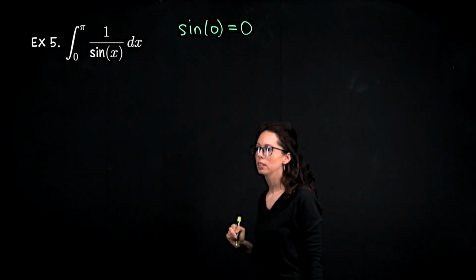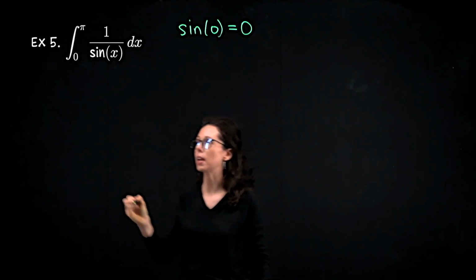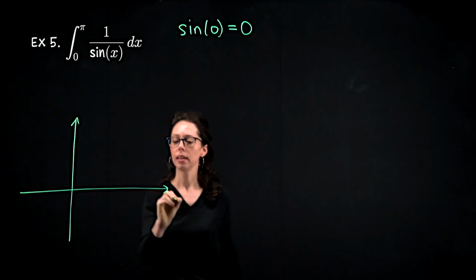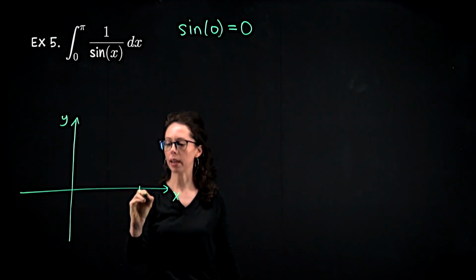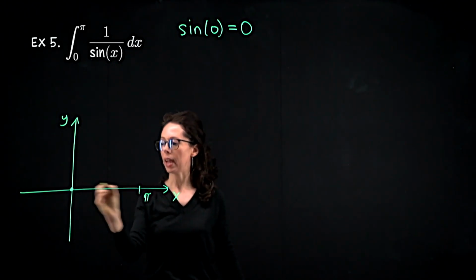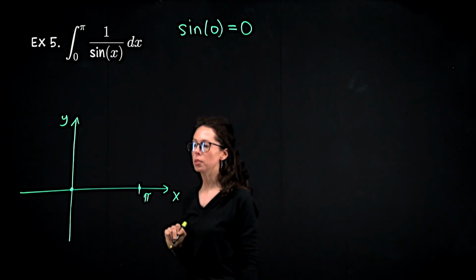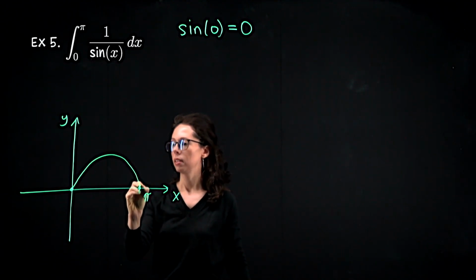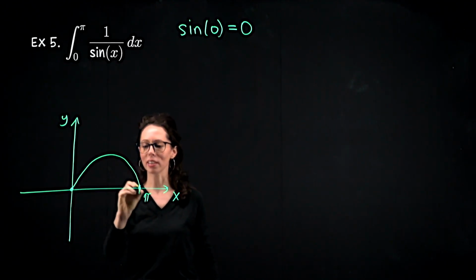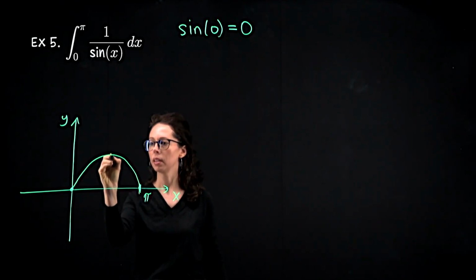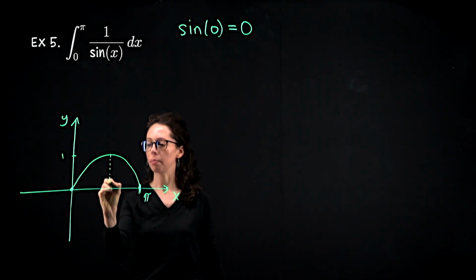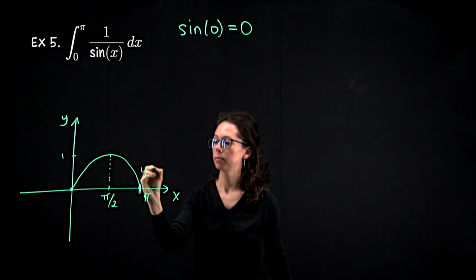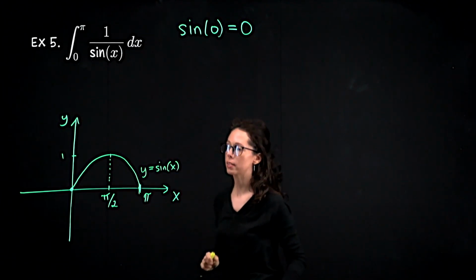If I start looking at, say, the graph of sine, we're interested in the graph of sine from x equals 0 to x equals pi. We should know what that looks like. It has x-intercepts at integer multiples of pi. It comes up like this, oscillates to the left and right along the x-axis, but essentially looks like this from 0 to pi, where this part here is 1 at pi over 2. This is y equals sine of x, not y equals 1 over sine of x.